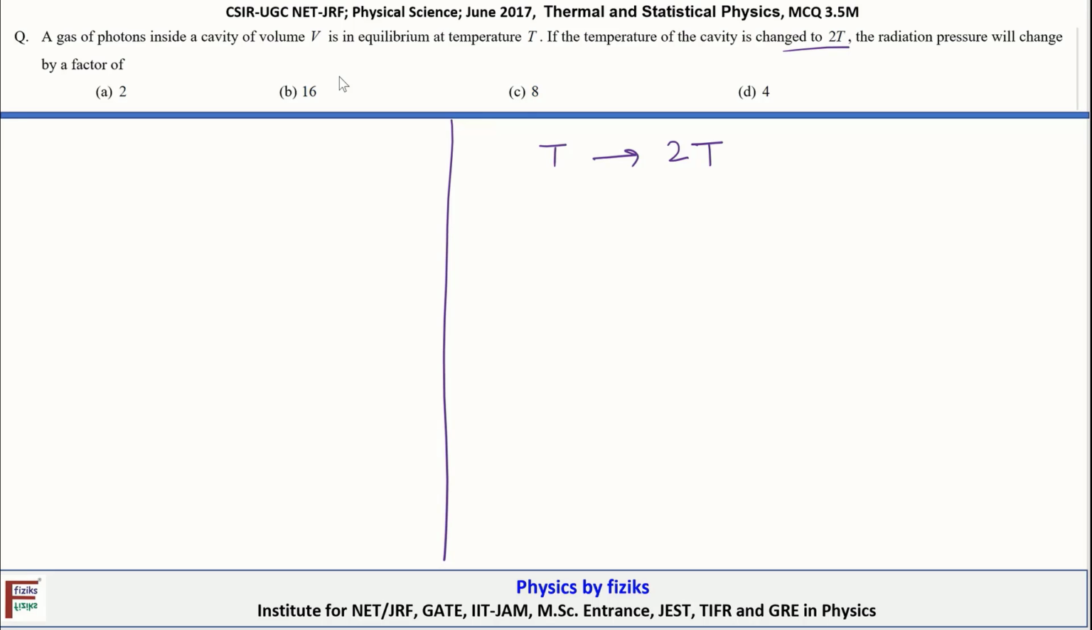Okay, so we know that in case of a three-dimensional cavity, the radiation pressure inside a cavity.